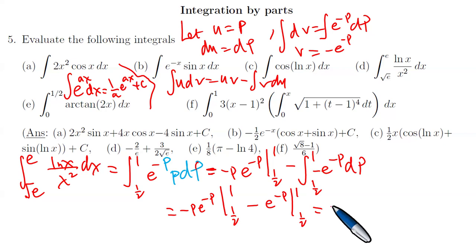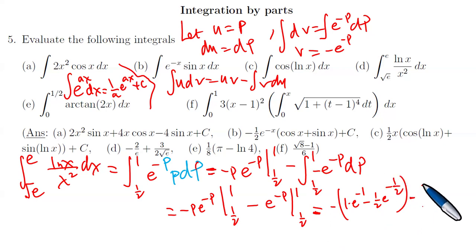So now you substitute everything, which is exactly e to the minus 1, minus 1/2 e to the minus 1/2. And therefore, this is minus the integral of e to the minus 1 minus e to the minus 1/2. So now let us simplify this. Minus 1 over e plus 1/2.